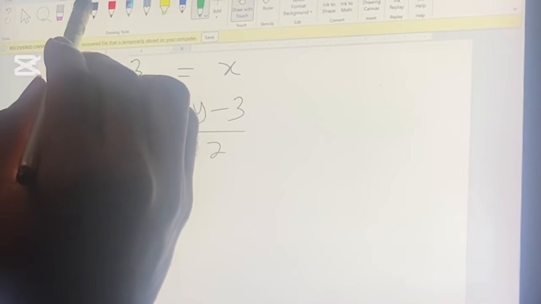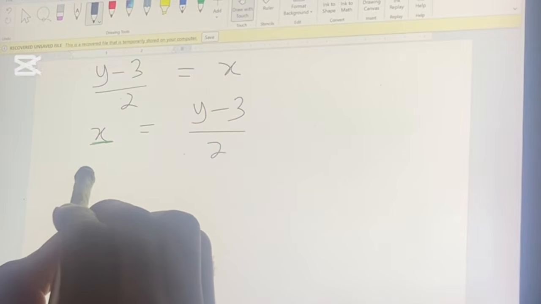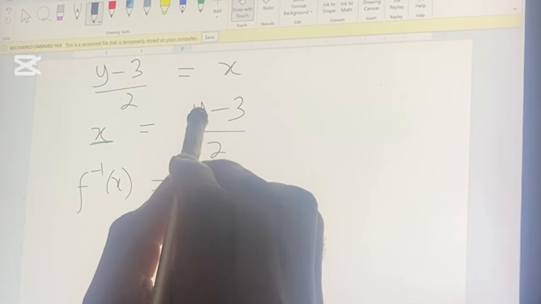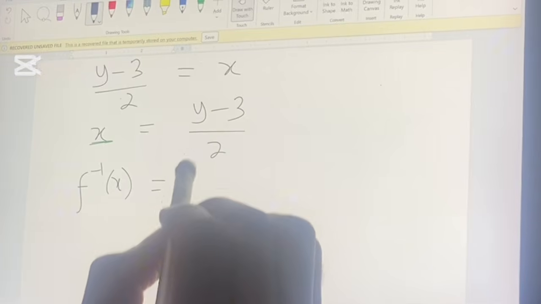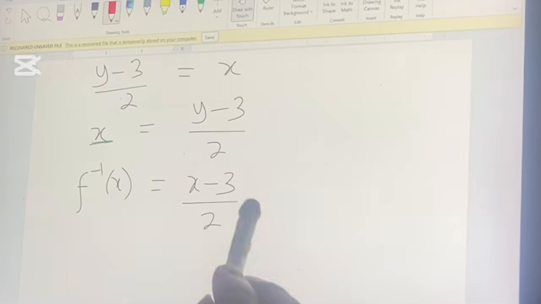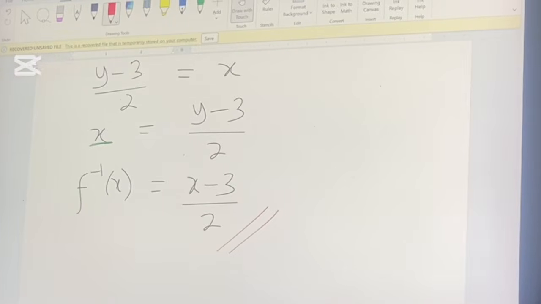The function we have is f of s. So the inverse of f of s, f raised to power minus 1 of s, is equal to, you change the letter y as s, s minus 3 over 2. So class, this is the inverse of 2s plus 3.